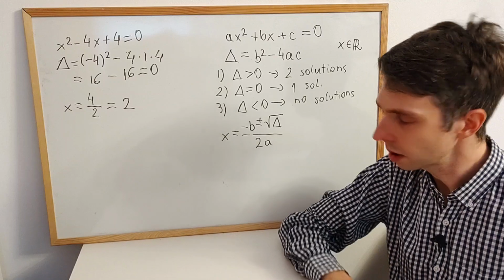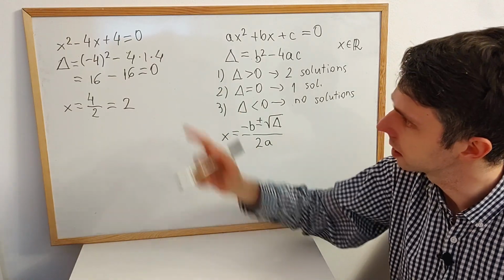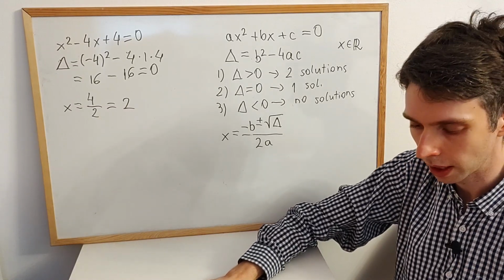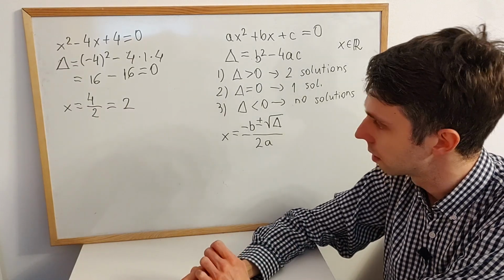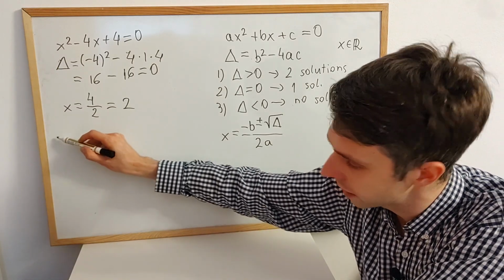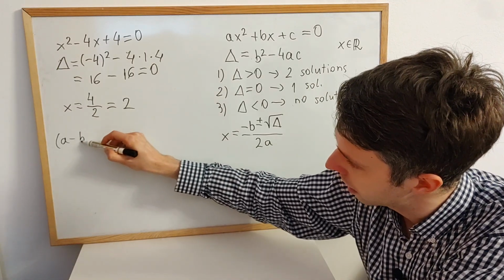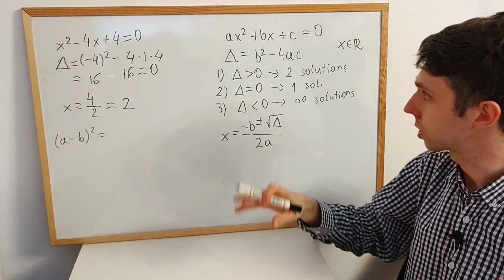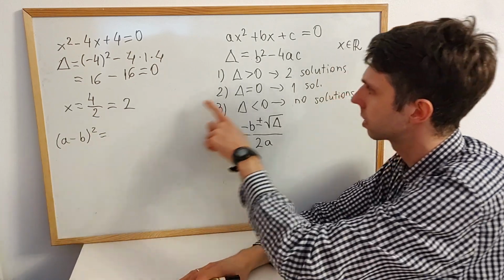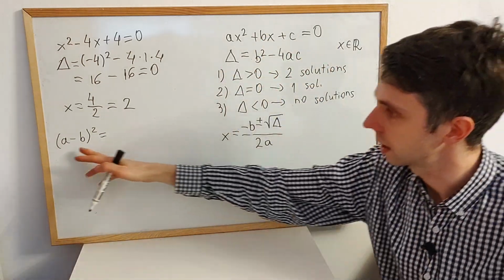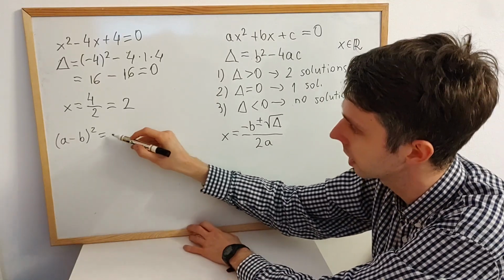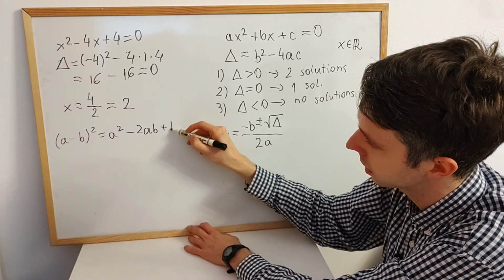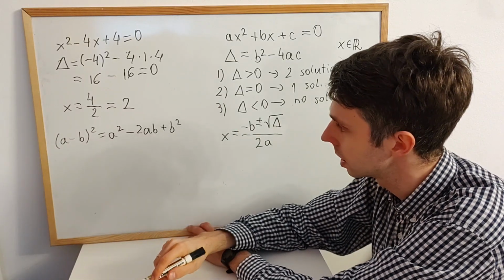Okay, you can also solve this another way, this particular case with delta equals 0, if you know the short multiplication formulas. It's something like a minus b squared, where a and b are some expressions. They have nothing in common with this a and b, that's just another a and b. So it's a squared minus 2ab plus b squared, as you may know.